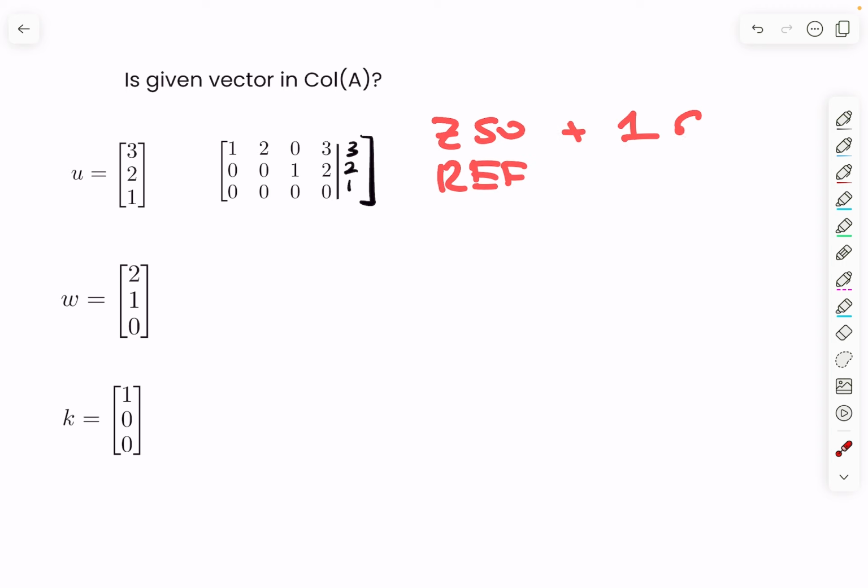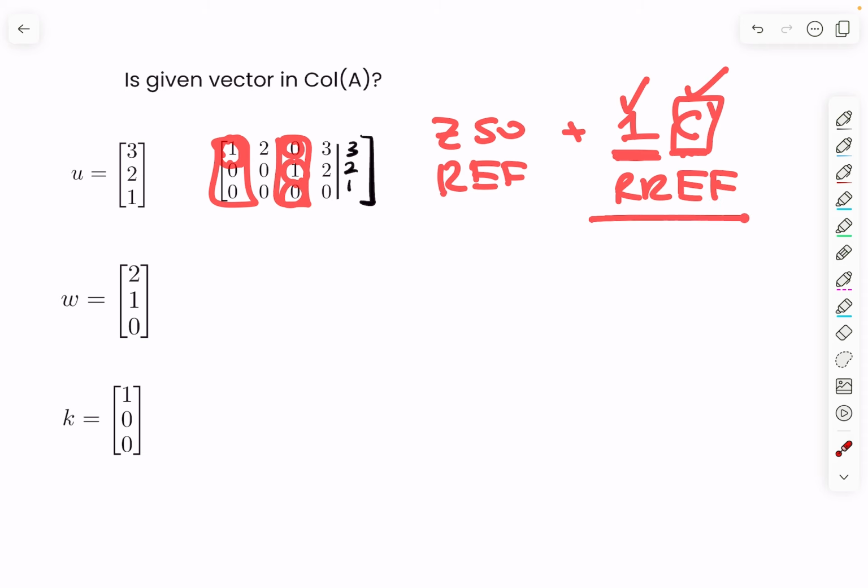But let's see if it's in reduced row echelon form. Are all leading entries 1s? Yes, yes. Are they the only ones in their column? Well, this is the only one in this column. This is the only one in this column. And by 1, I don't mean the number 1. I mean that they're the only number other than 0 in their columns. So it is in reduced row echelon form.